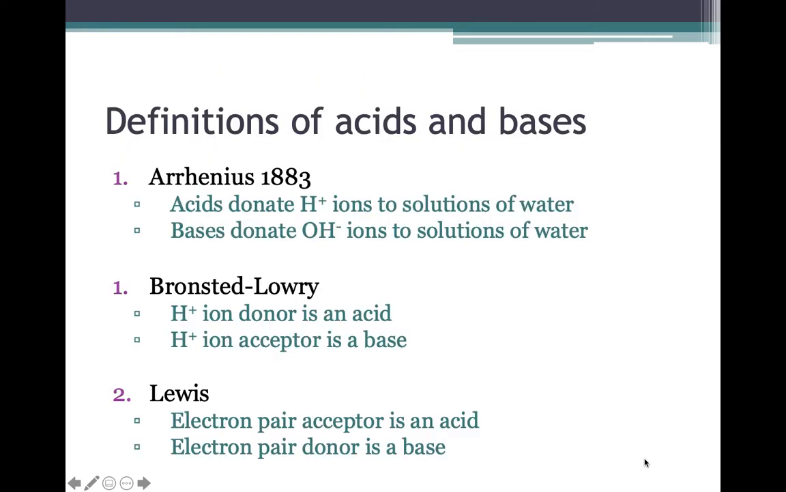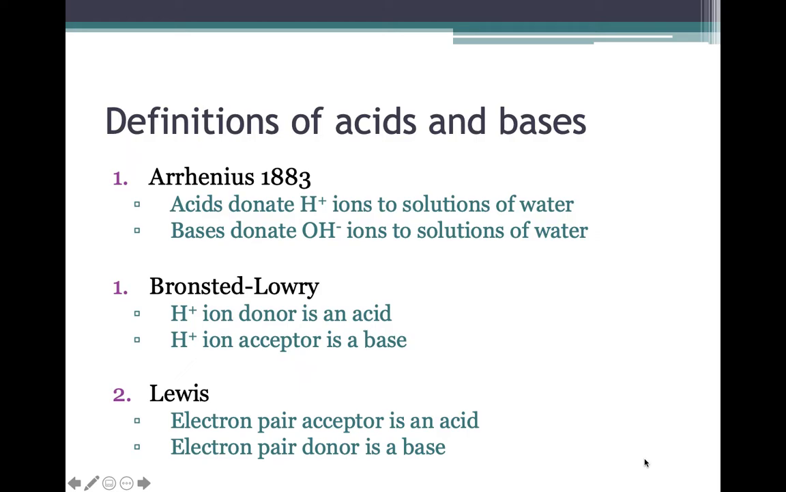So in 1883, Arrhenius made the first definition of acids, which you see here. Bronsted Lowry then came along, and these are two different gentlemen, and they each had the same definition, published the same year, but from different labs. And now it becomes about the hydrogen ion.